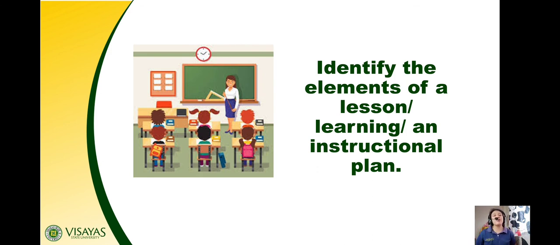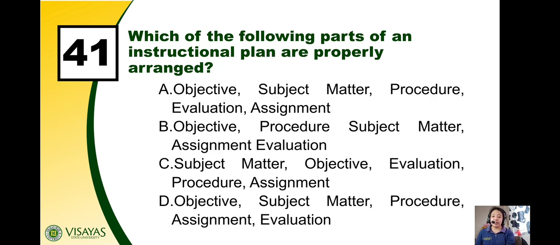Alright, last objective, class. Identify the elements of a lesson plan or an instructional plan. Number 41. Which of the following parts of a lesson plan are properly arranged? This is not new to you. We have here, that is A: objective, subject matter, procedure, evaluation, and assignment.